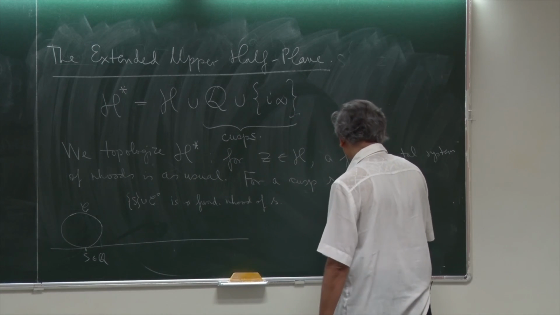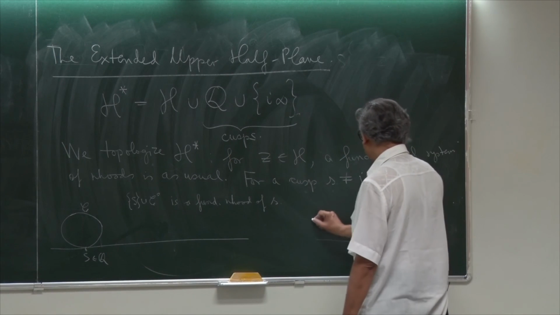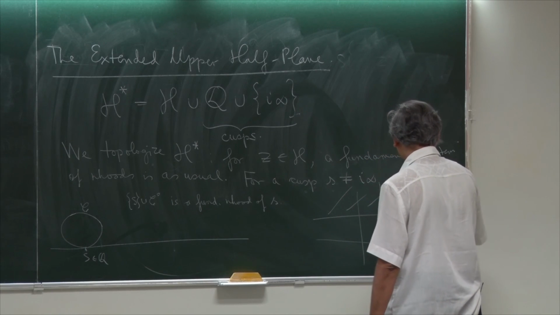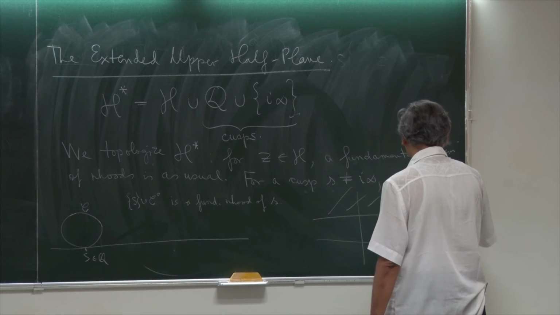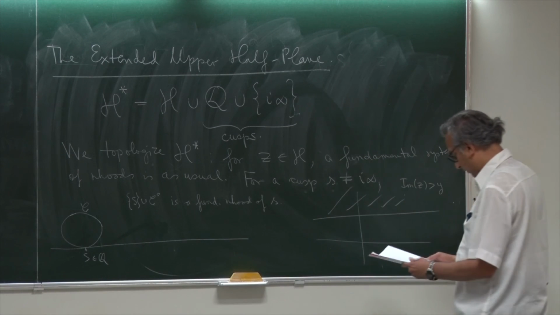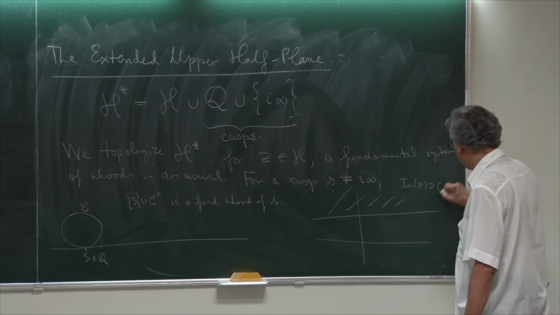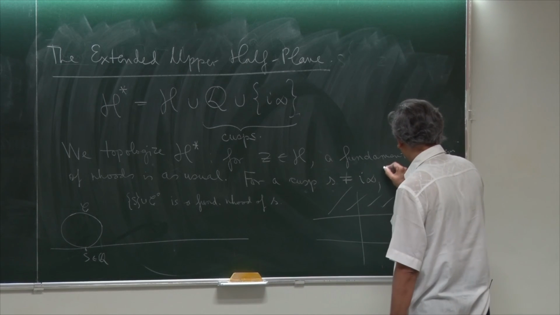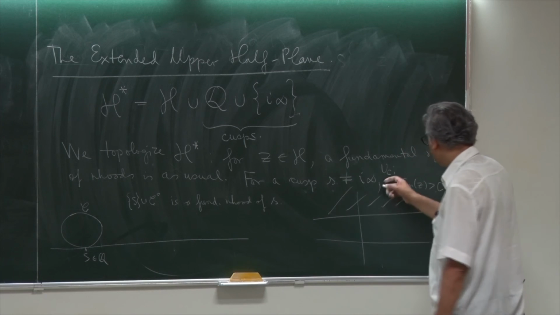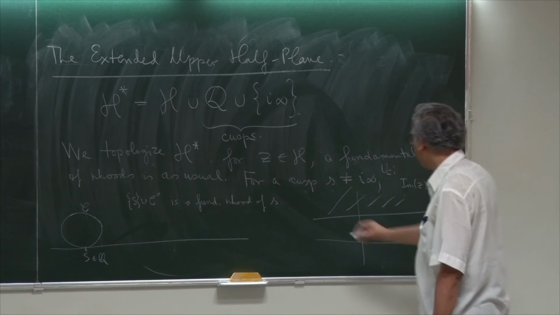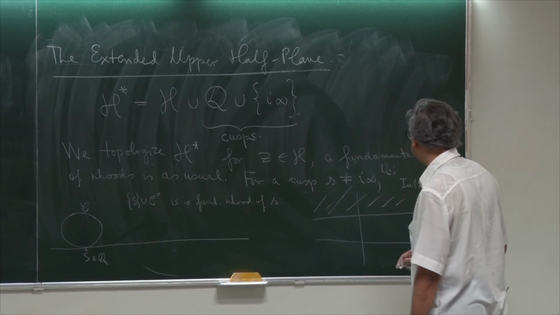For infinity, what we will do is take these regions in the upper half plane where the imaginary part is bigger than y, and we'll call this a fundamental system. So let's call these U_c. So the U_c's, as c ranges over positive real numbers, will be a fundamental system of neighborhoods of infinity.